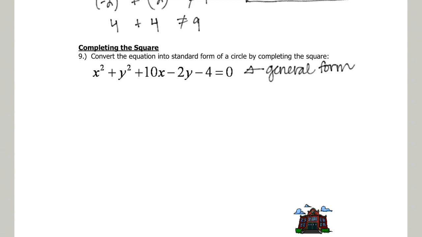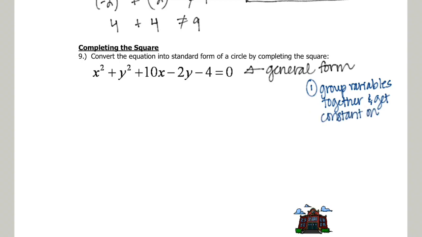So our first step is to group our variables together and get our constant on the opposite side. So group the variables together and get your constant on the opposite side.